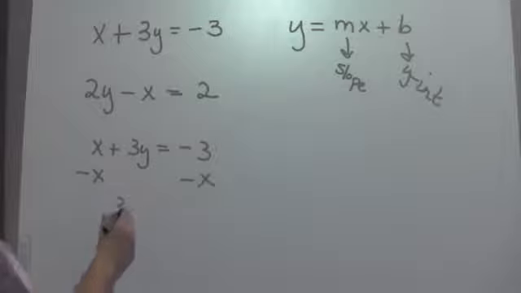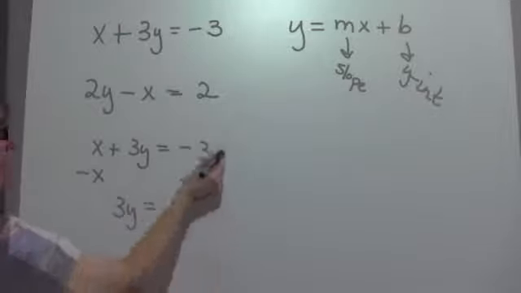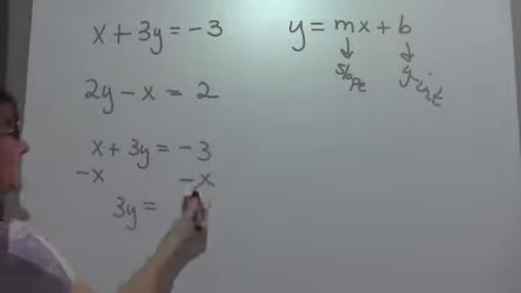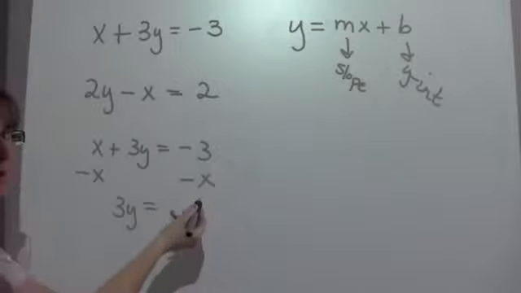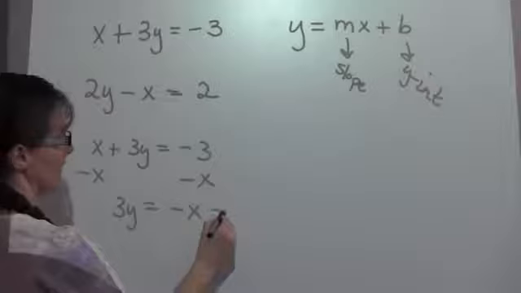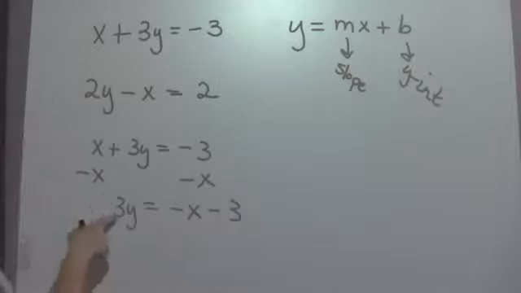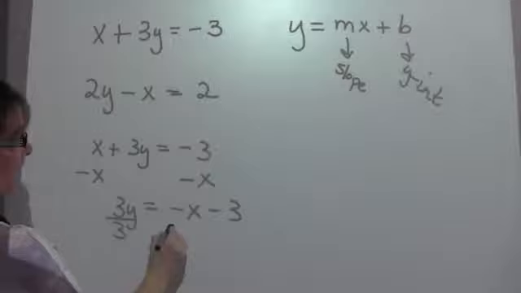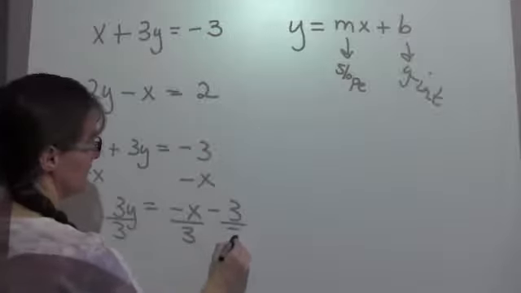That's going to leave me with 3y equals. Remember to keep your signs. We can't combine the x's and the 3's because I don't know what x is. So I have to just simply write the negative x down, -3. Again, this is the value of 3y's. I need to know what 1y is. So I will divide everything by 3.